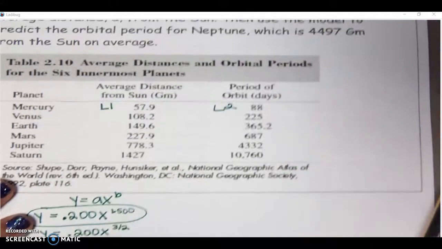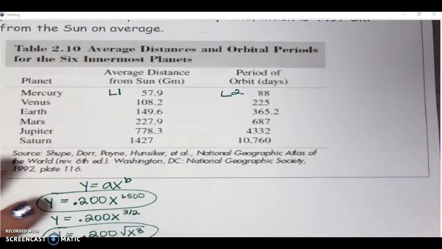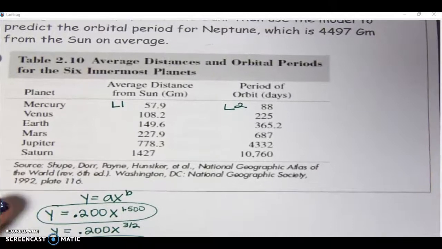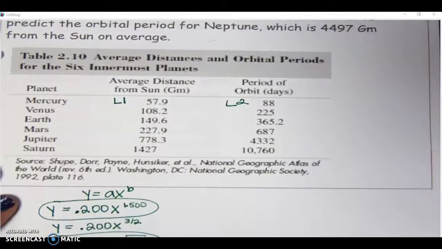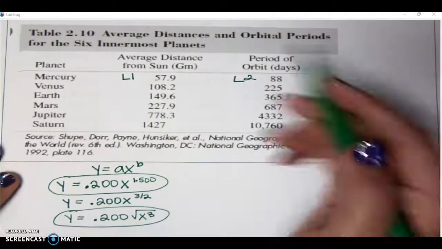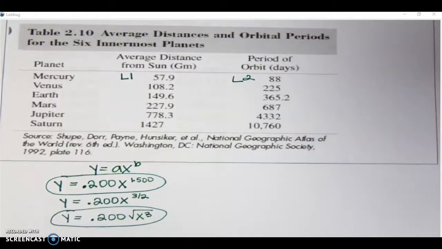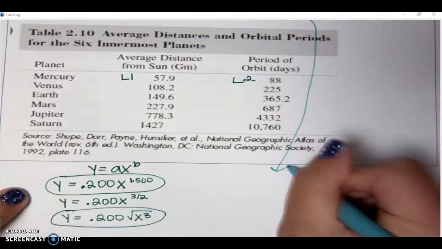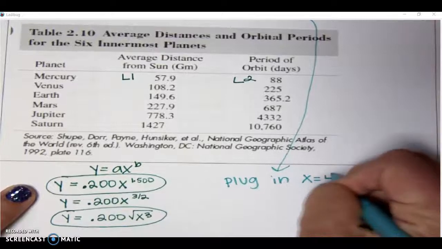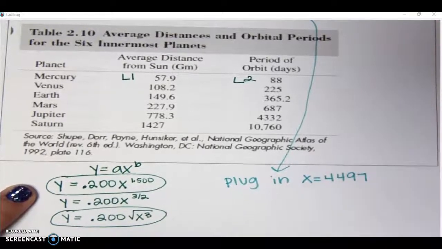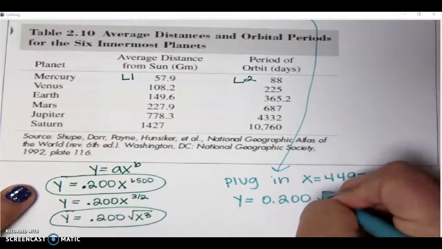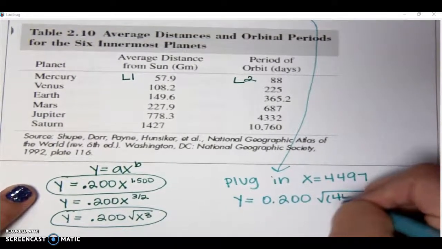Alright, so at the top it said, then use this model to predict the orbital period for Neptune, which is 4,496 from the Sun. So that is the average distance from the Sun. So in order to figure this out, we're going to plug in x is 4,497 to our equation that we have here. And you can use either equation. I'm going to use the one with the square root.